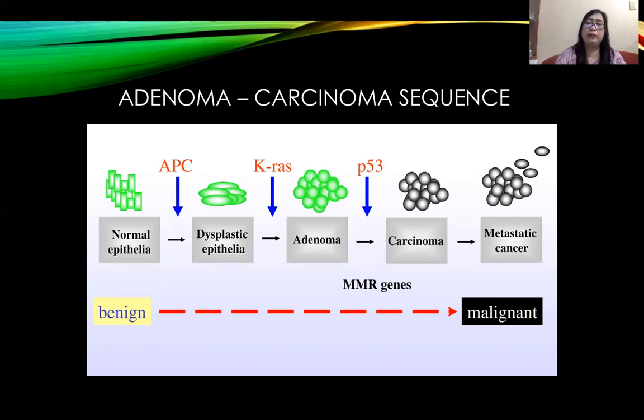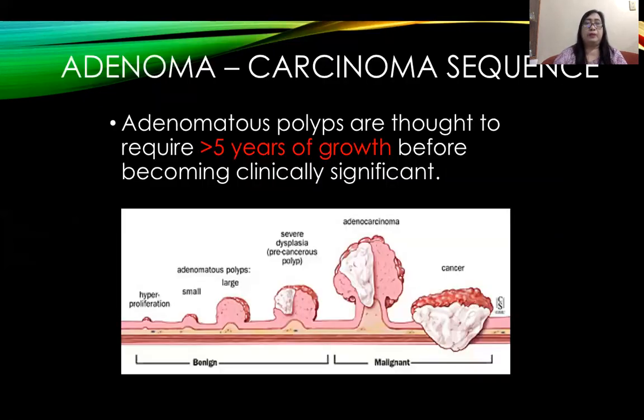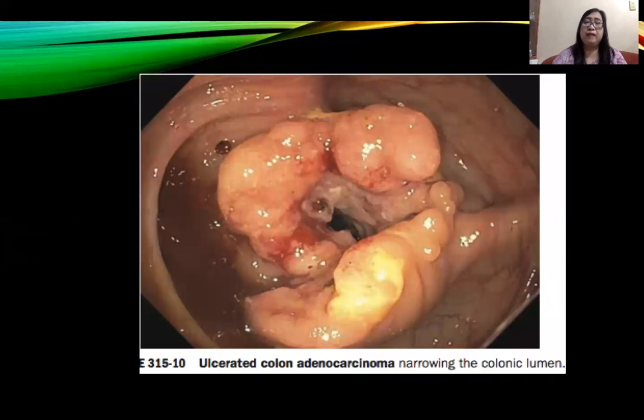So this is the sequence, as we said a while ago, the adenoma to carcinoma sequence. From normal epithelium, this epithelium becomes dysplastic and becomes adenoma, and later on becomes carcinoma, and eventually metastasizes to other organs. Adenomatous polyps are thought to require more than 5 years of growth before becoming clinically significant. This is an example of an ulcerated colon adenocarcinoma, causing the narrowing of the colonic lumen. This may cause large bowel obstruction eventually if the lesion becomes significantly big, like in this picture.